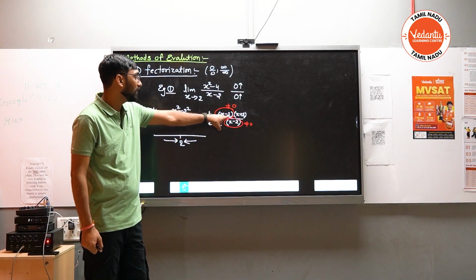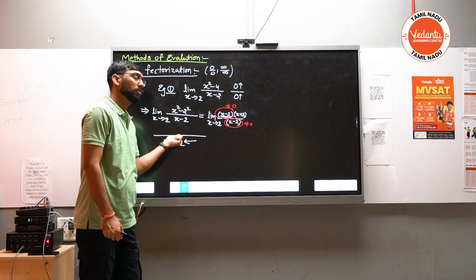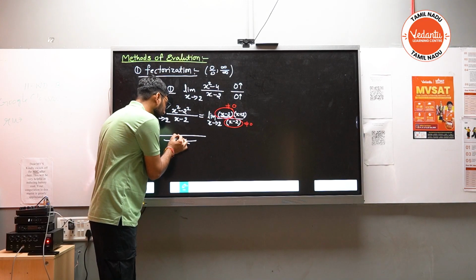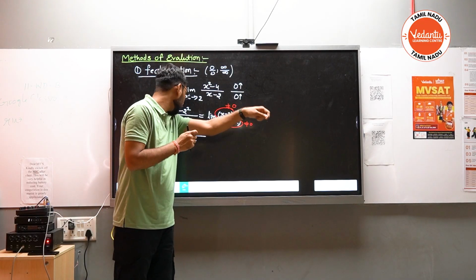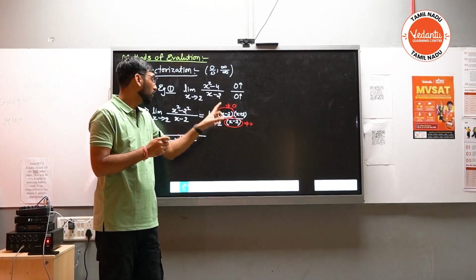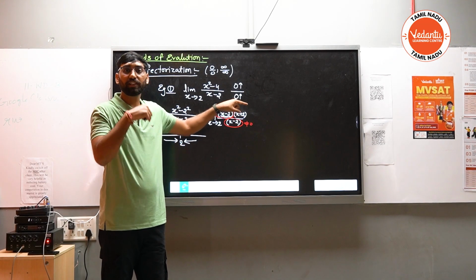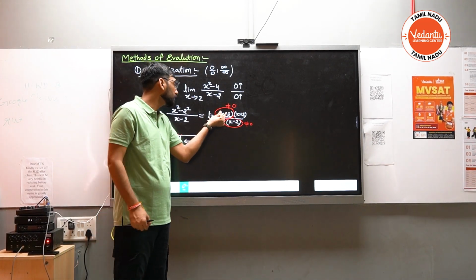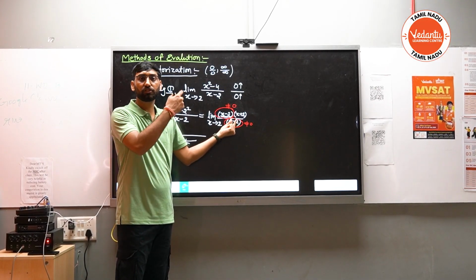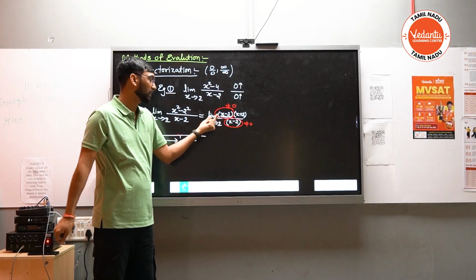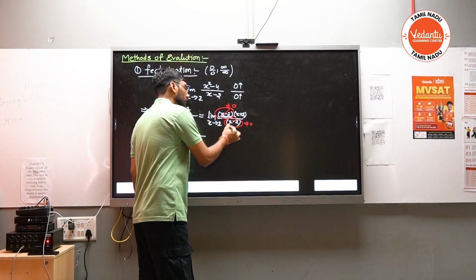Because we are taking the value of x which is not equal to 2. Either we are taking the value somewhere here or somewhere here. We are trying to approach 2, but not taking the exact value as 2. Since we are not taking the exact value 2, this quantity is non-zero, and this quantity is also non-zero. Since the same non-zero quantity is written in the numerator and denominator, we can cancel both.